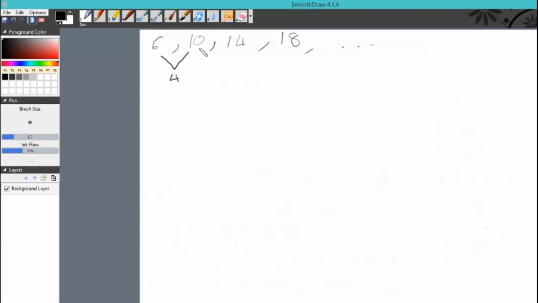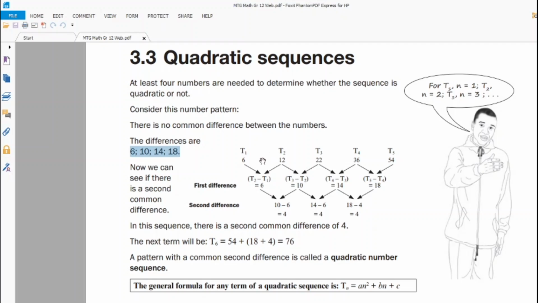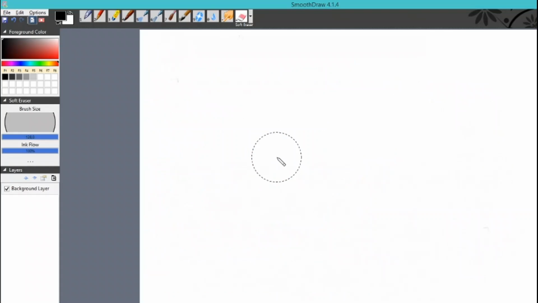Alright, sorry, the sequence color is wrong here. The sequence we are focusing on is this one: 6, 12, 22, 36, 54.